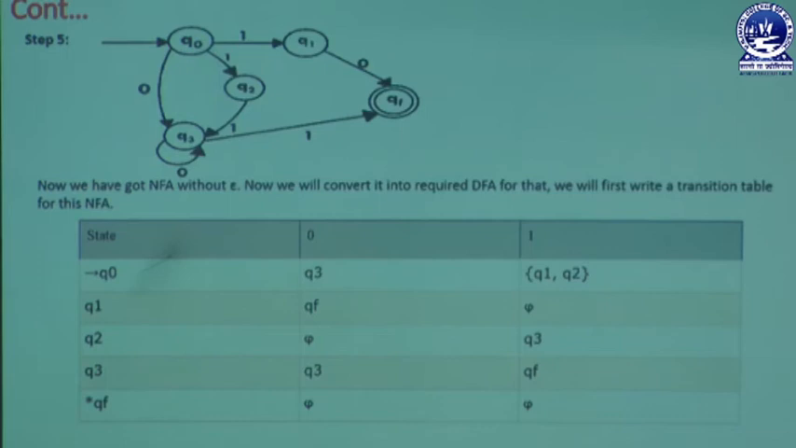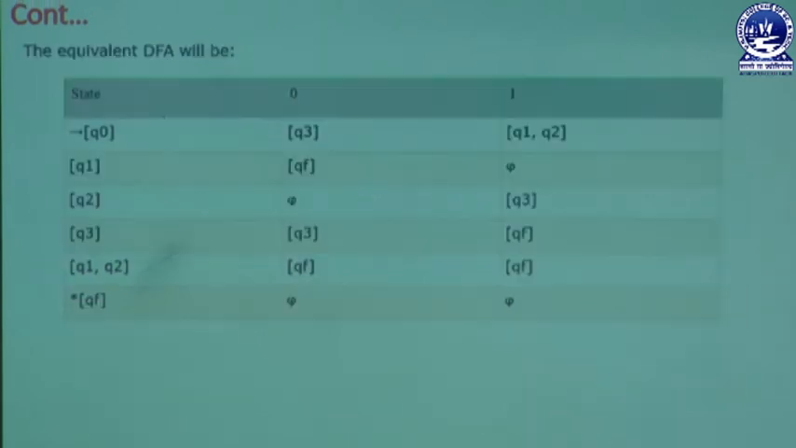So we need to convert this transition table, that means this NFA version transition table needs to be converted to the DFA version. If a user wants this type of DFA, we must create the next part, which is known as the equivalent DFA.